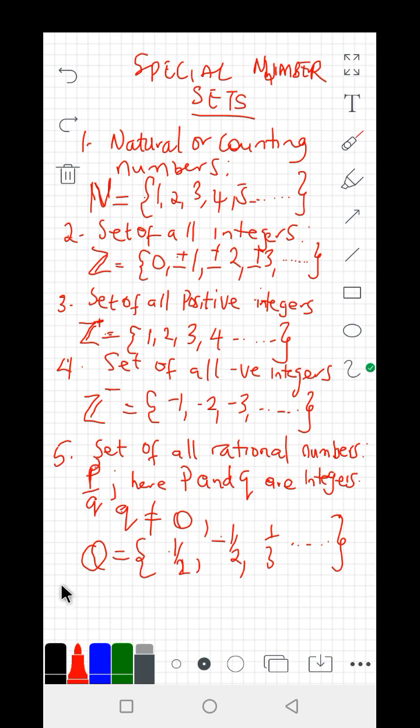And finally, what we should also look at is the set of all real numbers.